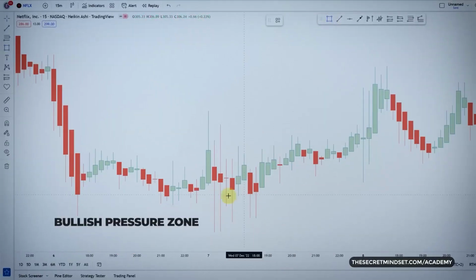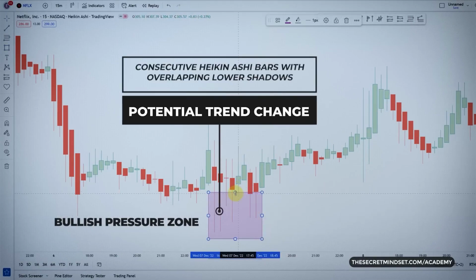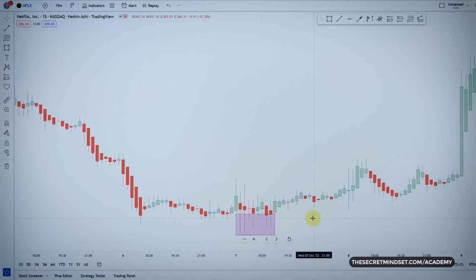Here's a bullish pressure zone. We have 3 consecutive Heiken Ashi bars with overlapping lower shadows. We mark the zone by outlining the lowest low and the highest closing price. This area is the bullish pressure zone.